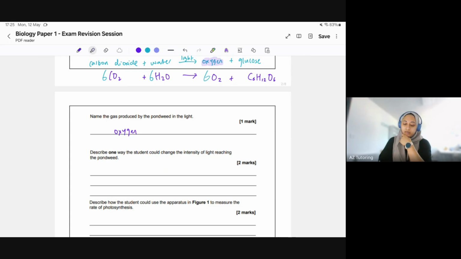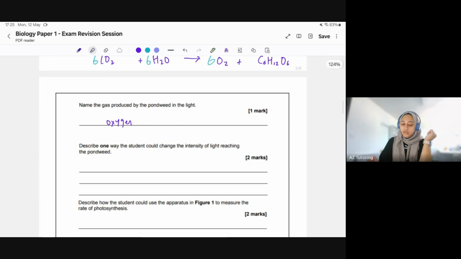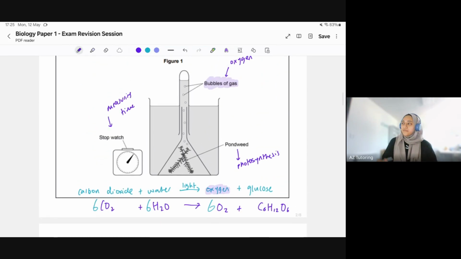Describe one way the student could change the intensity of light reaching the pondweed. Now, where students lose marks is because they list maybe one correct way and then they say something else, and then they end up losing the mark for the right answer. So if a question ever says just one and it's bolded as well, just write just one thing. Don't start writing everything, and make it as explicit as possible.